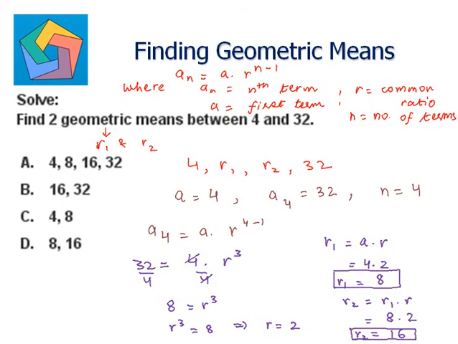So we can say the geometric means between 4 and 32 are 8 and 16, which is the answer in the D part.